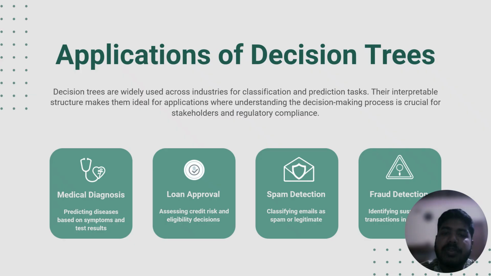Decision trees are not just for classrooms, they are widely used in the real world. In hospitals, doctors use them for medical diagnosis, predicting diseases from symptoms and test results. Banks use them for loan approval to assess whether a person is likely to repay the loan or not. Email services use them to detect spam messages, and financial companies use them for fraud detection to catch suspicious transactions in real time. Their biggest strength is that they are easy to explain to managers, doctors, and regulators.